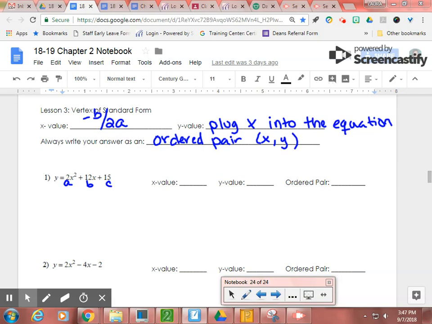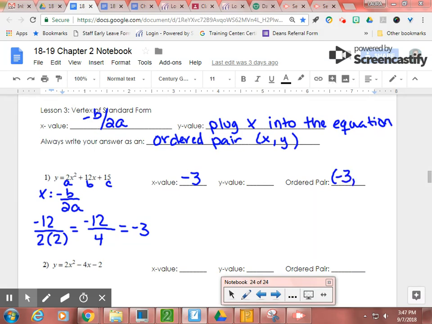So the first thing you want to do is find your x. So to find your x, you're going to do negative b over 2a. So negative b just means the opposite of b. So our b value is 12. So we're going to do negative 12 divided by 2 times our a value of 2. So that's negative 12 divided by 4, which is negative 3. So our x value is negative 3, meaning that our ordered pair, that's going to be negative 3.